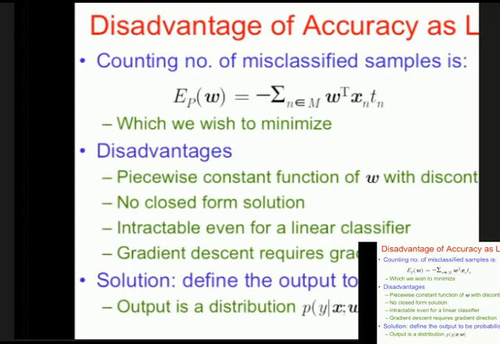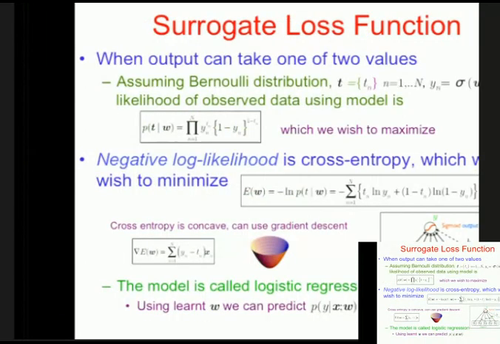And then we stumbled upon this idea called gradient descent. It requires a gradient direction. It's not computable with this accuracy, which was a dramatically jumpy type of solution. So one solution then was to define the output to be probabilistic, and the output is a distribution. So in a way, probability helped to come up with a reasonable learning algorithm that we can proceed with in a systematic direction, which accuracy did not allow.